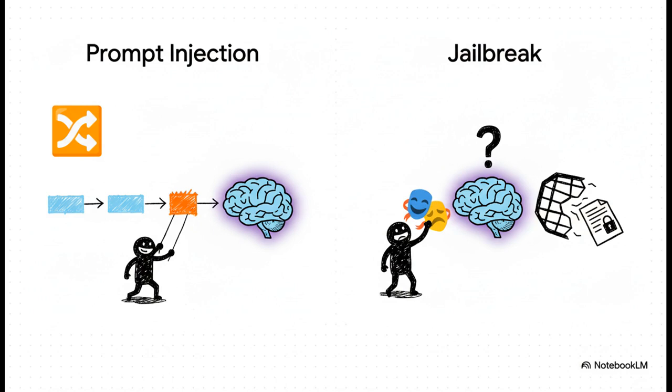On the other side, a jailbreak, well, that's where the user tries to trick the model. It's basically social engineering for an AI, trying to coax it into bypassing its own safety training, to get it to say something it knows it shouldn't.